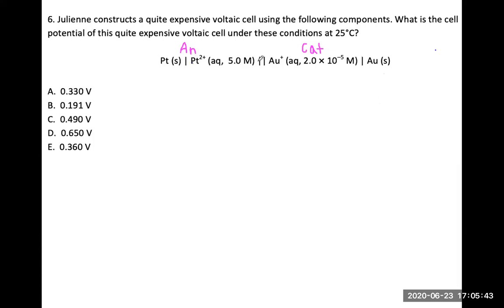We're trying to figure out the cell potential for this under these conditions. When I look, our concentrations are not 1 molar. That tells me we're going to have to do the whole Nernst equation, where we figure out our standard cell potential using the data sheet, and then we adjust for not being at standard conditions.